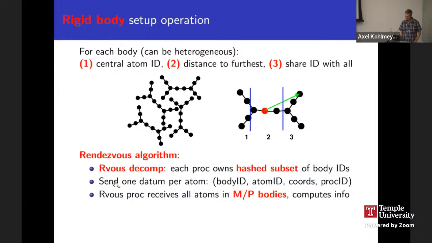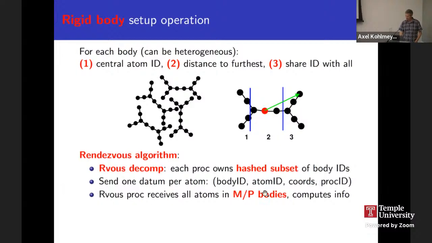Each processor is then going to send one datum for each of its atoms, a little tuple that looks like this. It has the body ID in it, which determines which processor to send it to. It has the atom ID for the atom that's in that body, the coordinates of that atom, and the ID of the processor that actually owns that atom. That allows the rendezvous processor, for each of the bodies assigned to it, to sort them into atoms per body, and then do the computations that I just described pictorially.